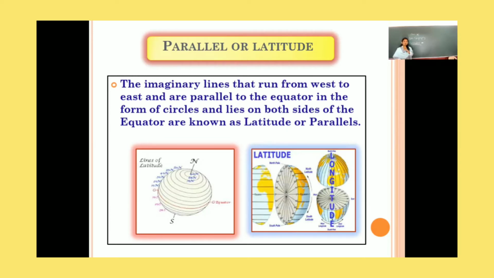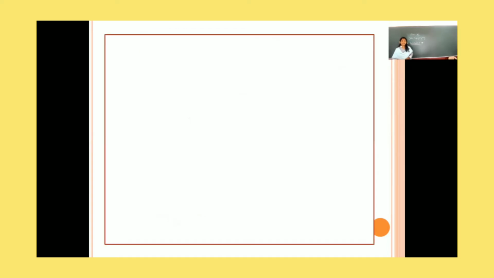With the help of the second image, you can easily understand the latitude. And one more image is comparatively shown here of the longitude. Easily we can compare. Longitudes run from north to south, but latitudes are the imaginary lines which run from west to east, and all are parallel to the equator.